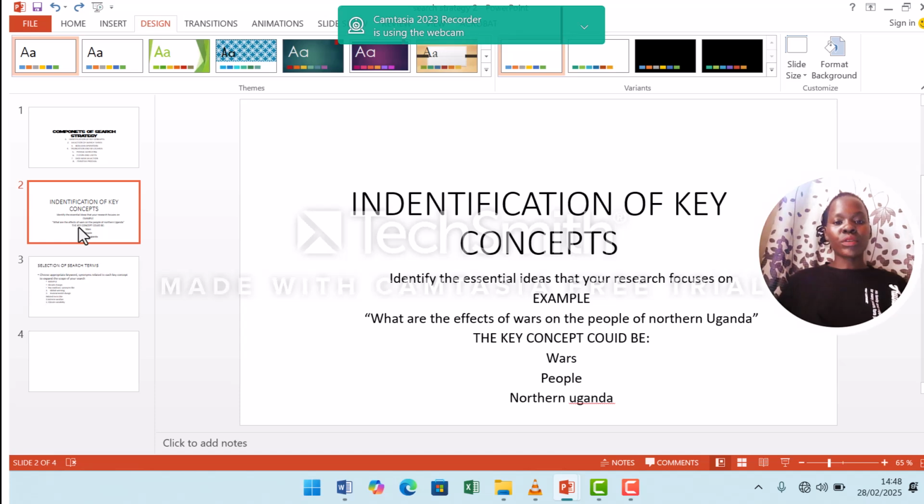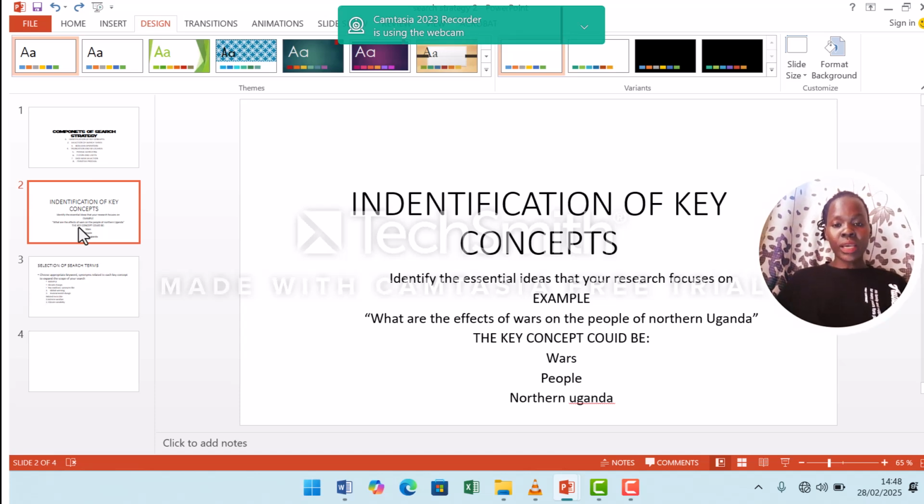So identification of key concepts. Here you break down your research question or topic into its main components or themes to form the foundation of your research. So what does it mean? Identify the essential ideas that your research focuses on. This helps to clarify what to look for in a database or search engines, maybe, for example, the platforms like Google or Bing.